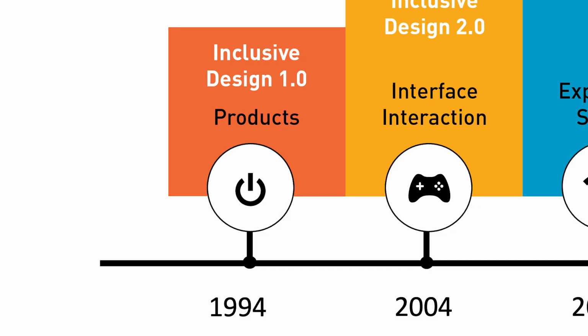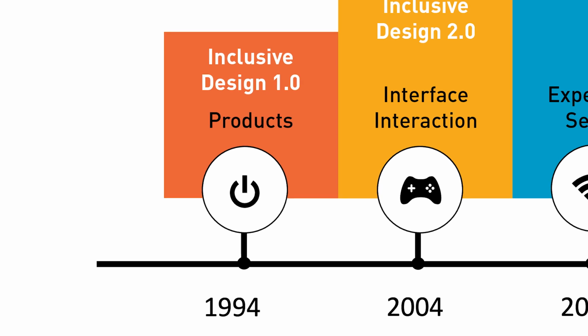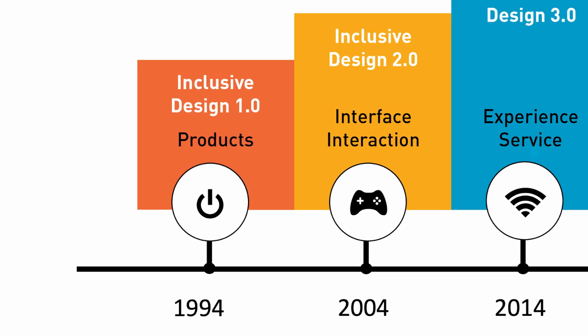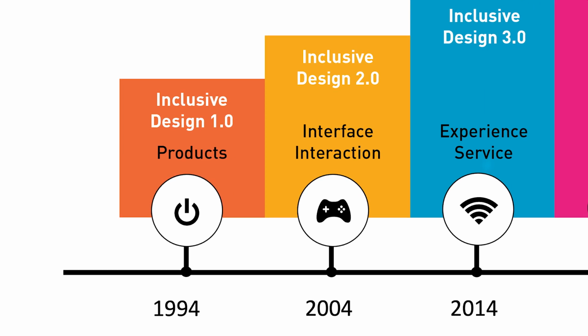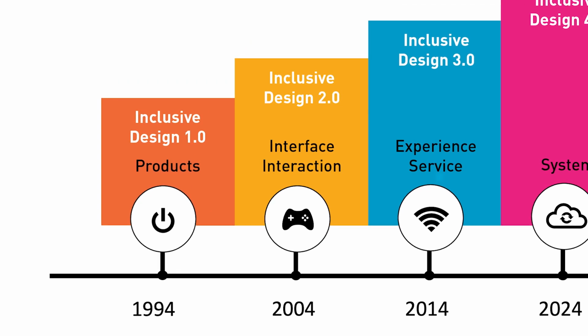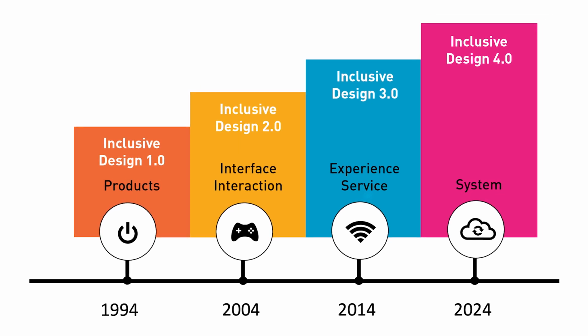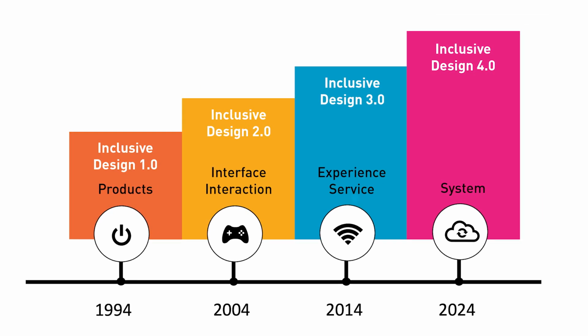In a nutshell, inclusive design has evolved from focusing on products, interface and interaction, and service and systems. And inclusive design research has different focus, from capability to process to diversity and personalization in the future.